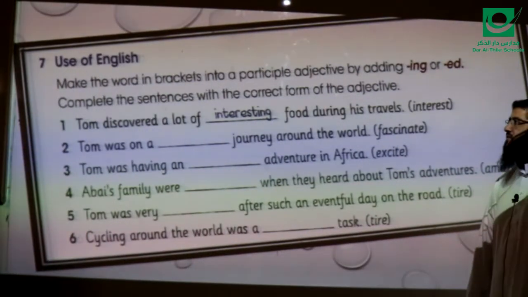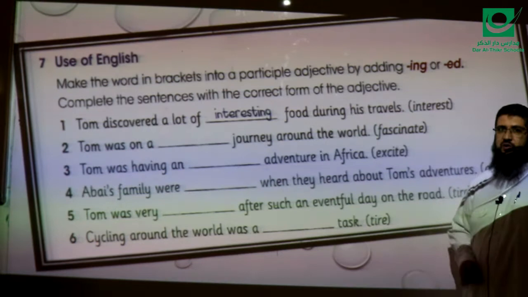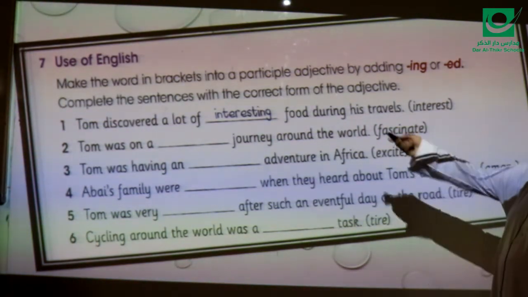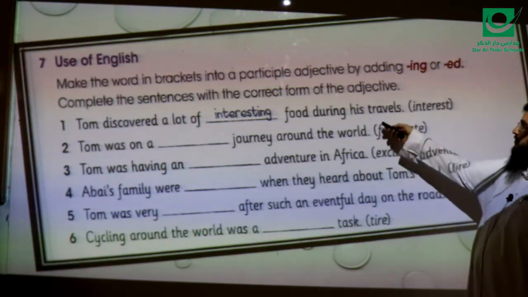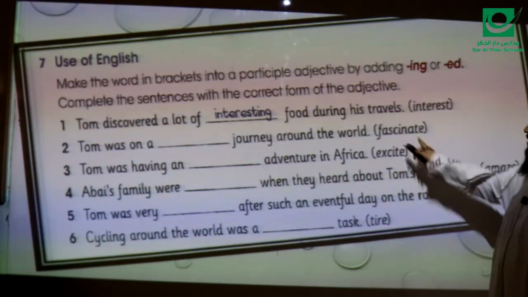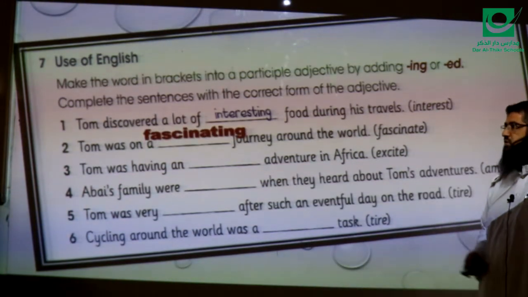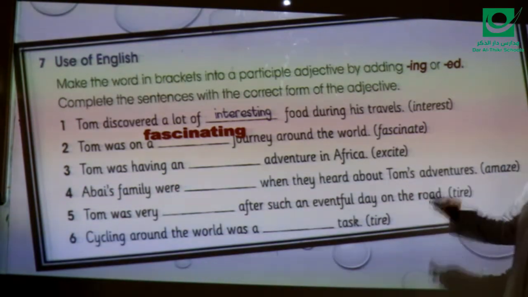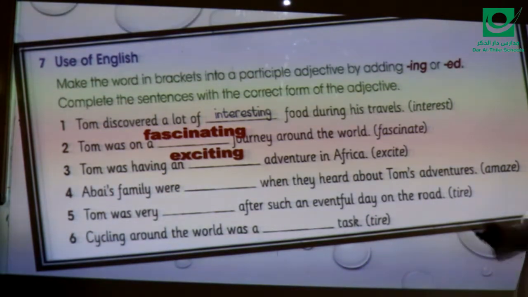Okay, so now back here, I hope that you can use the words in the correct way. Make the words here, as you can see. Number 1, Tom discovered a lot of interesting food during his travel. Number 2, Tom was on a fascinating journey around the world. Actually, we say fascinating journey. Number 3, Tom was having an exciting adventure in Africa.